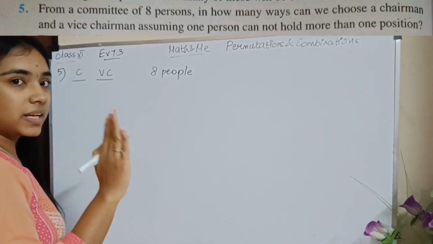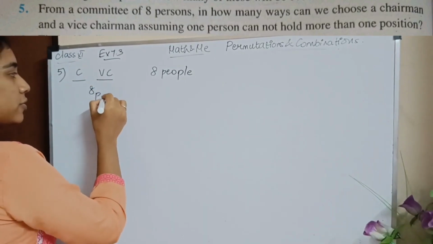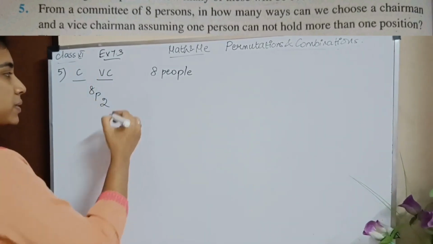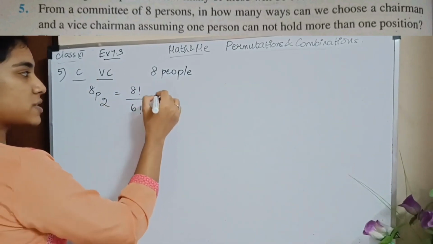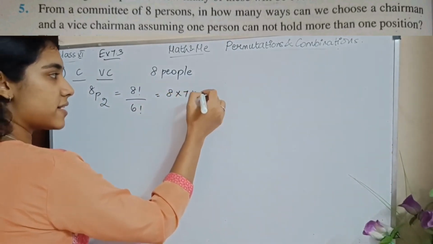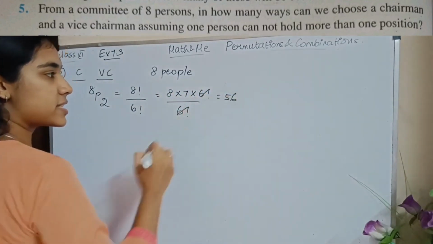So the order is very, very important. So we are dealing with permutation. So 8 people, out of which I need to choose 2 people. So it will be 8P2, 8 factorial divided by 8 minus 2, which is 6 factorial. 8 times 7 times 6 factorial divided by 6 factorial. So I'll have 56.